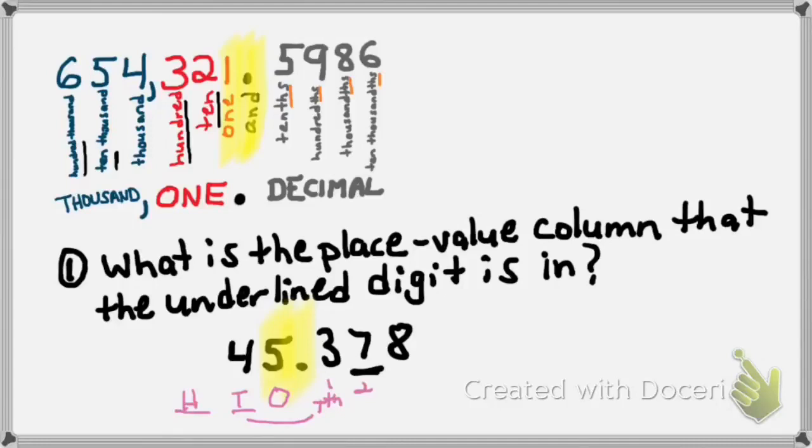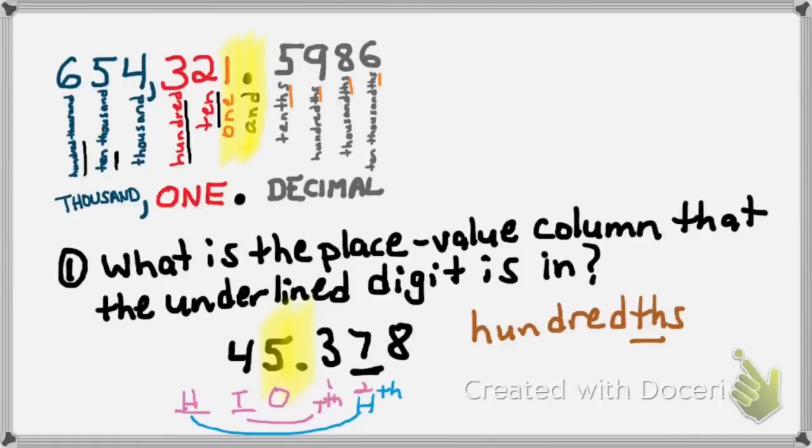And back in the whole number, to the left of the tens is the hundreds, right? It goes ones, tens, hundreds. So that means to the right of the tenths would be the hundredths. H for hundred, and the TH to remind me that it's hundredths. So this underlined digit of 7 is in the hundredths column. And I'll underline the TH to remind me that that definitely shows it's in the decimal column.